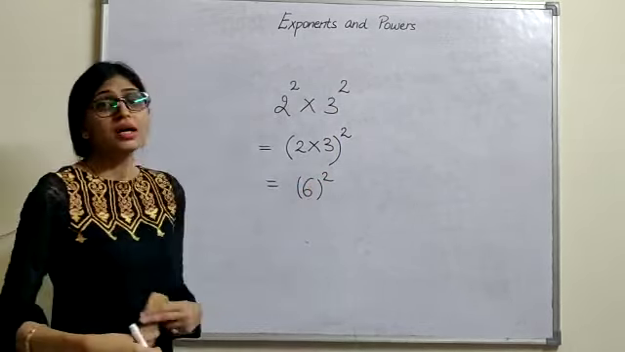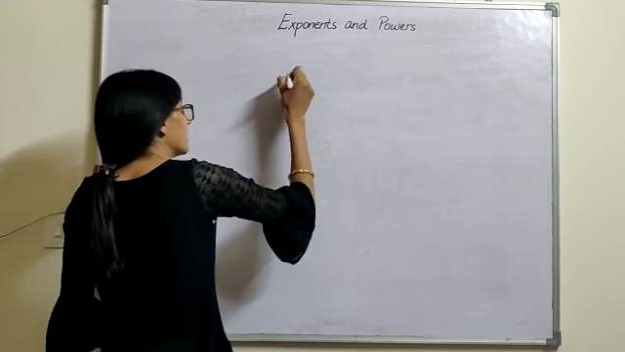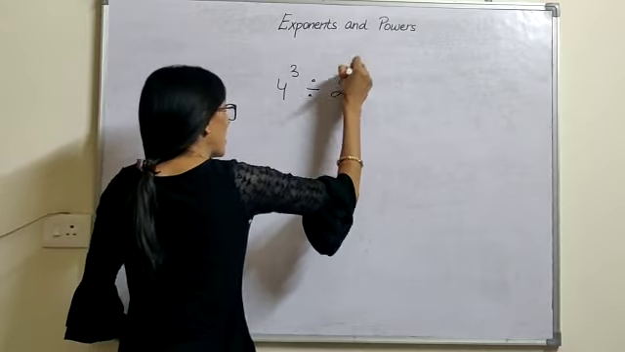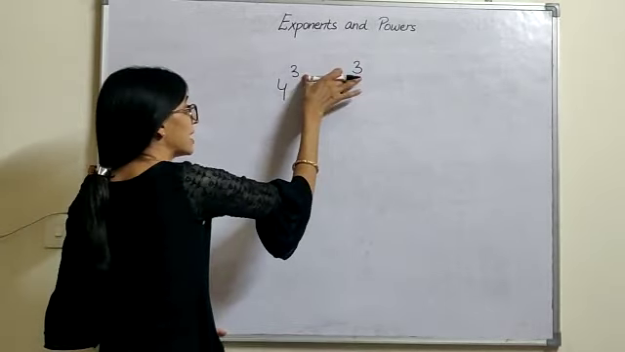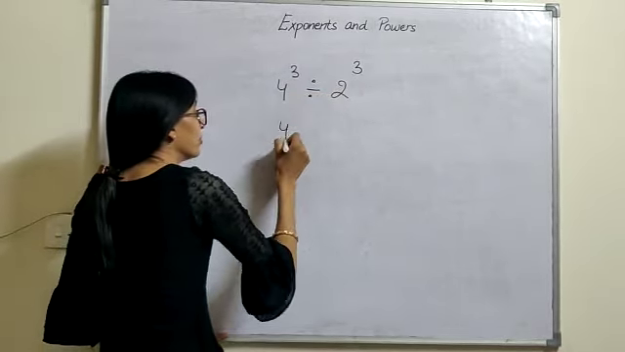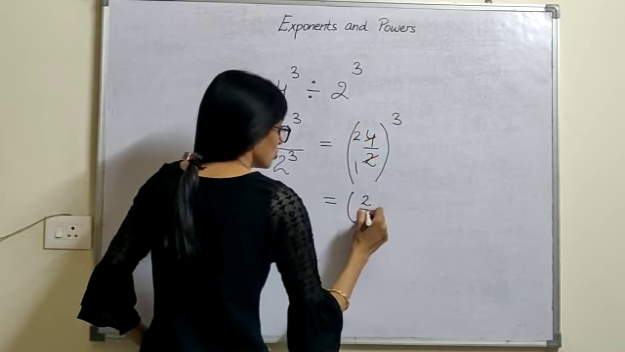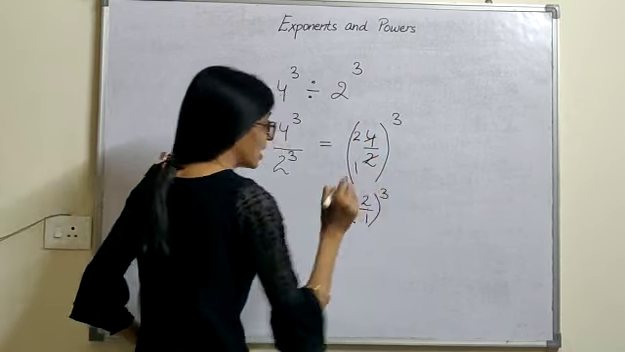Next. Suppose in division given to you 4 raised to power 3 divided by 2 raised to power 3. So the powers are same and we have to divide. We can write it as 4 by 2 whole raised to power 3. So 2 1s are 2, 2 2s are 4. It will become 2 by 1 whole raised to power 3. So these are the questions based on exponents and powers.